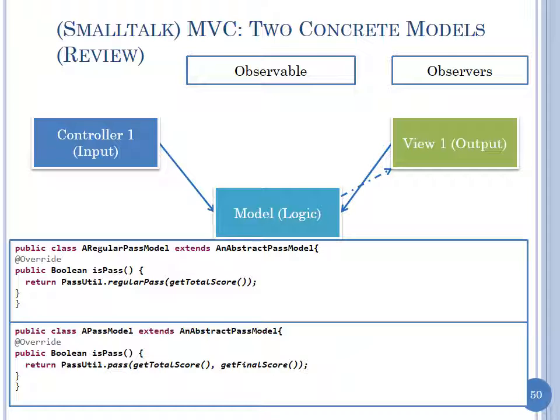So they both extend an abstract pass model. We are using an abstract class, and the abstract class model implements a common interface, with some abstract methods in it, which are not important at this point. And I already have a pass util facility to do all this, so I'm not repeating that code. So there are two different implementations for the model.